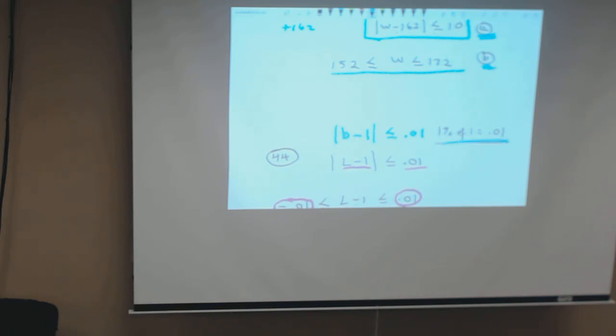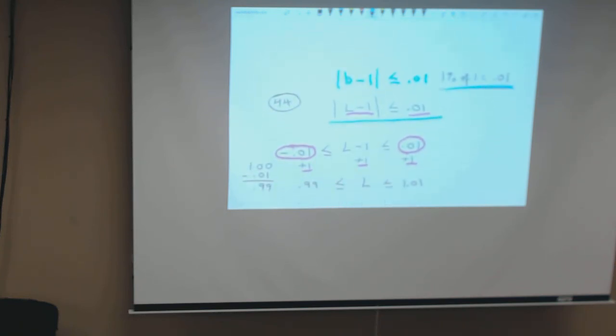And since they're using L for length, I just came in and said, okay, so what they're saying is the absolute value of L minus 1 is less than or equal to 0.01. Then that means that I have L minus 1 is between this and this. So I add 1 to all three of them and I get this. And now watch how this makes sense.